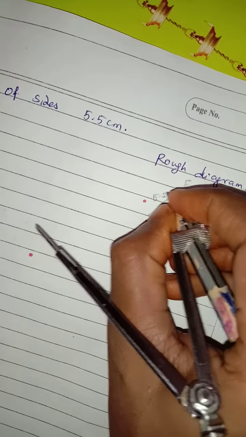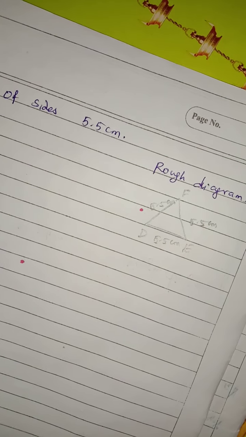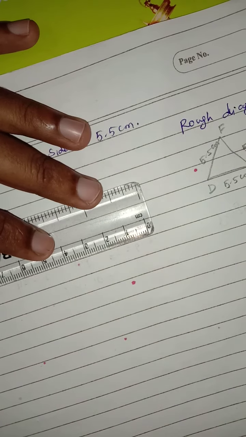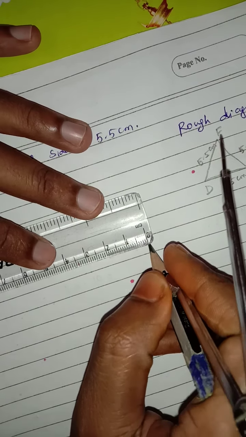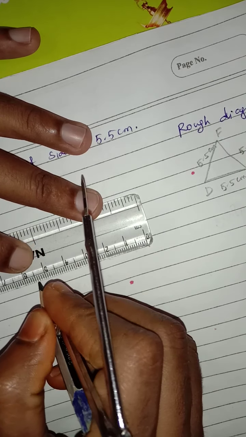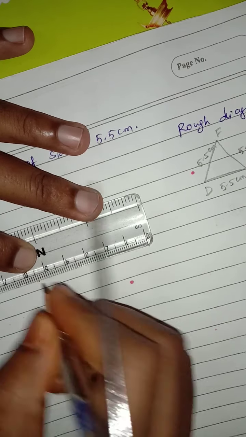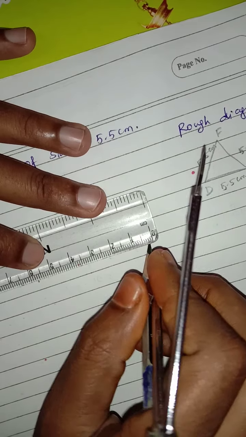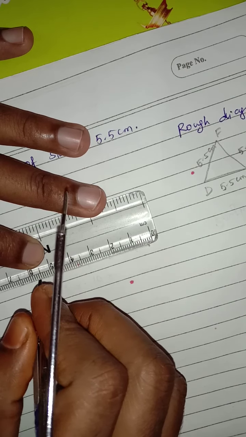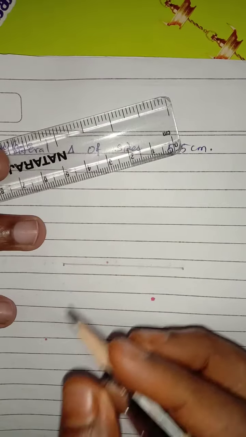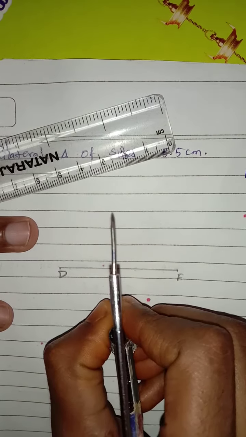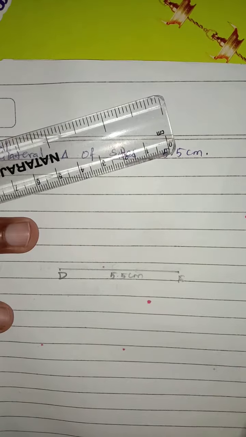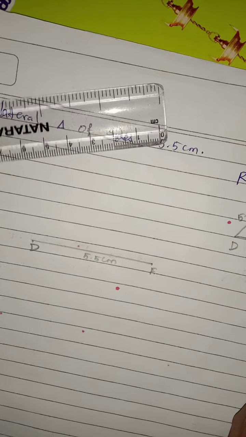As I told in the previous question, draw the base first. You can use anything as base. I am going to take DE as base. So DE is 5.5 centimeter. Again I am telling, only to draw the baseline you want to use the scale. We have named it as D and E. This is 5.5 centimeter, the value given in the question.